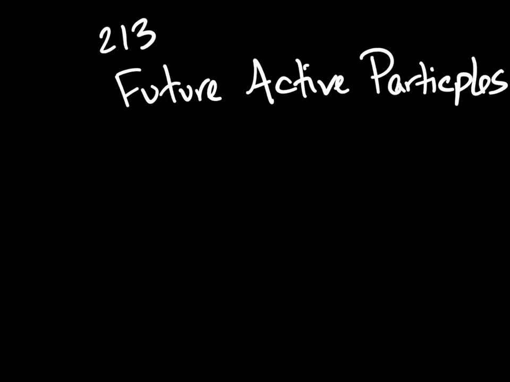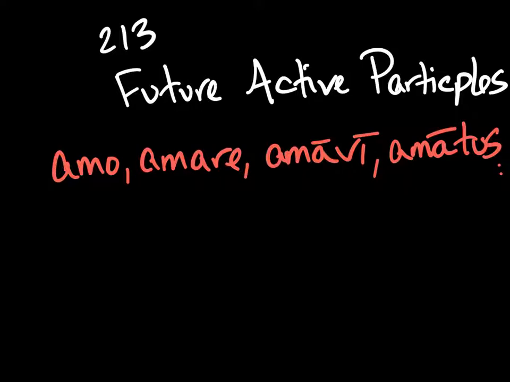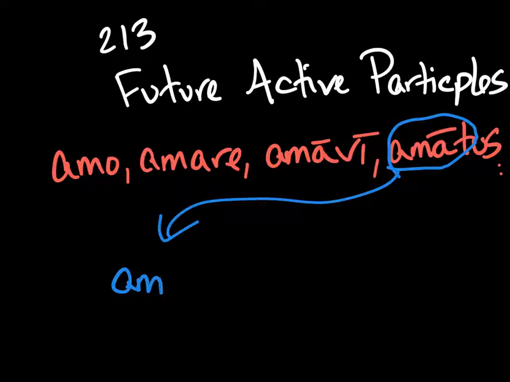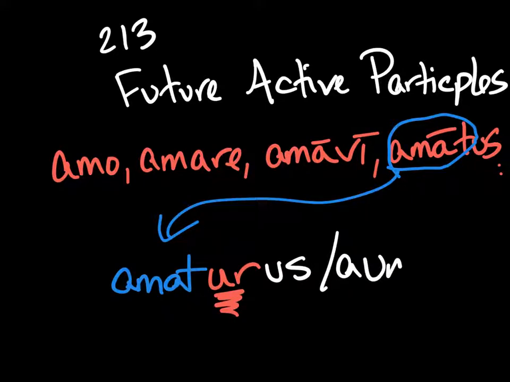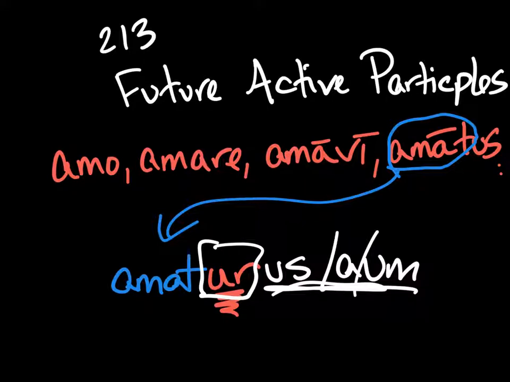Okay, in 203, we have a future active participle. Oh, wait, what's a future active participle look like? Let's see. Okay, obviously a future active participle comes from a verb. Here's our favorite verb of loving. So the future active participle, we would take the present stem, which is, well, actually, we'll take the fourth principal part minus the us, amat, A-M-A-T, and then we add a ur, which helps us to recognize it, and then the us endings. So this word says amaturus, which means about to love. So you'll recognize a future active participle because it's got a ur plus a us ending.